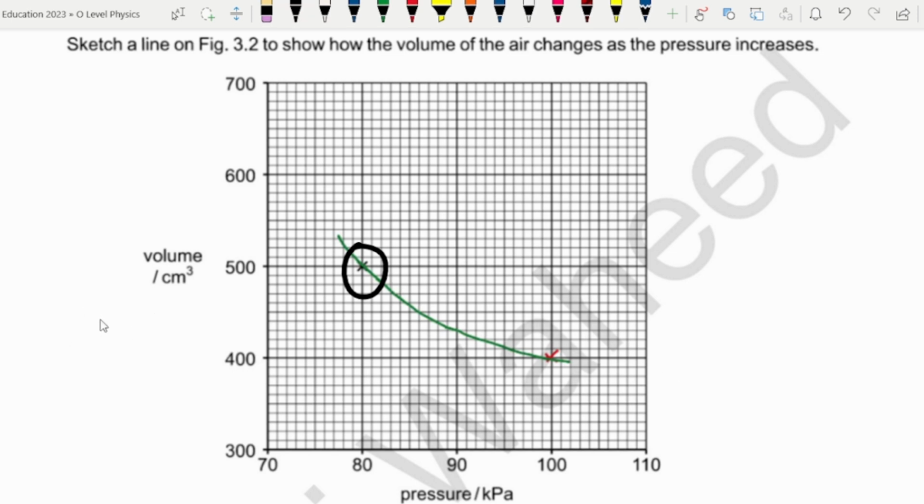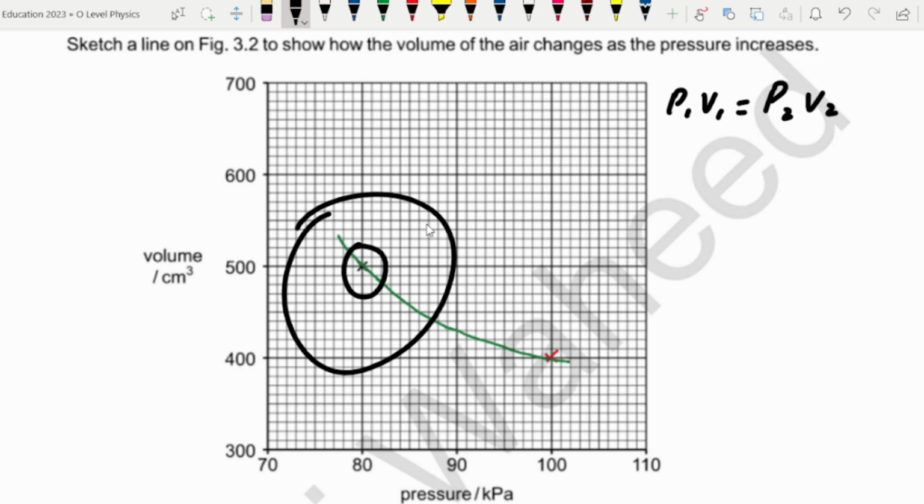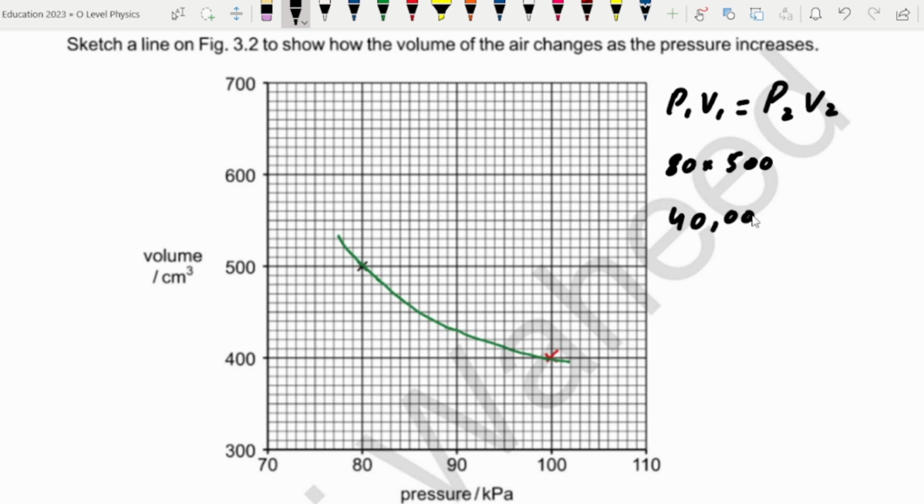The thing about pressure and volume is the product is always constant, and this is what the formula says: P1V1 equals P2V2. That tells you that the product of pressure and volume is constant if the temperature is not being changed. What is the product of pressure and volume over here? It is 80 times 500, which is 40,000. Then you have to choose another point where the product of pressure and volume is 40,000.